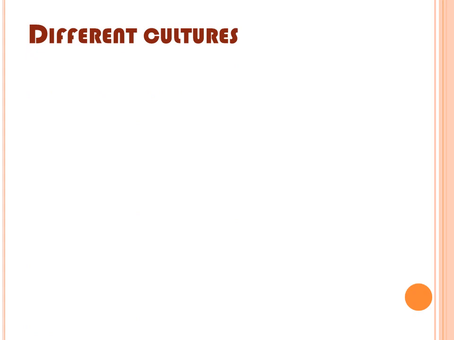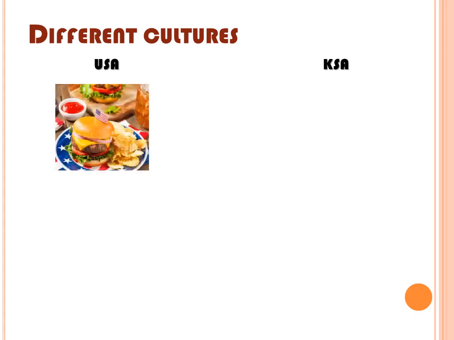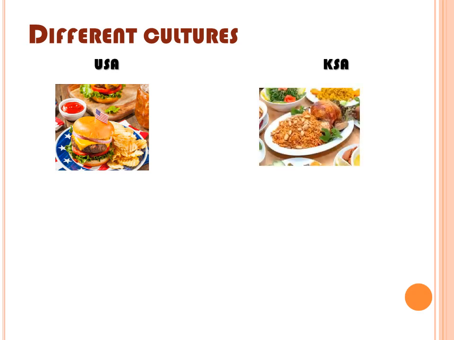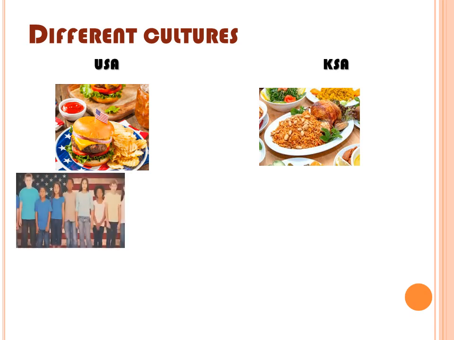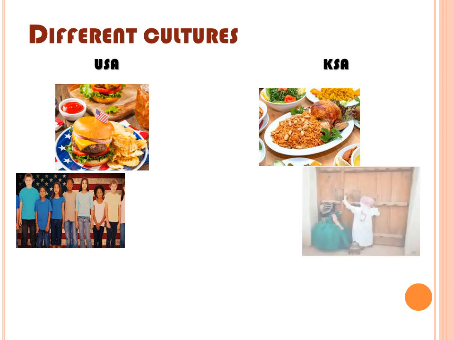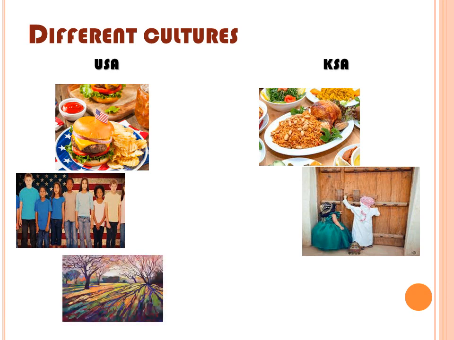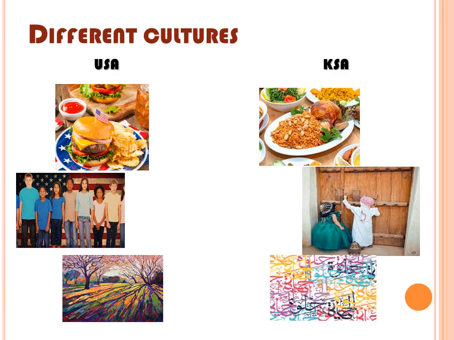Different cultures. Let us see the example. Let us compare two different countries, USA and KSA. The food we eat in USA are the burgers, American burgers. They are famous food. In contrast, in KSA, we love to eat rice with chicken. In USA, people get dressed in this way with jeans and pants. In KSA, the boys have to wear a white robe and the girls the long dresses. In USA, the arts look like this, but in KSA, the arts contain calligraphy.